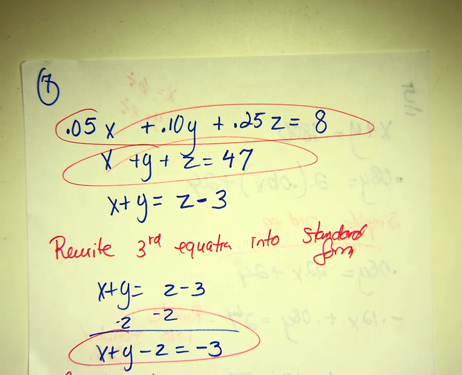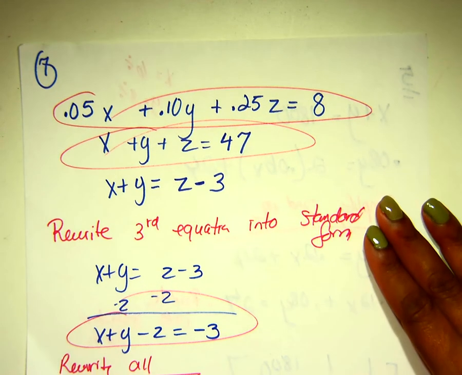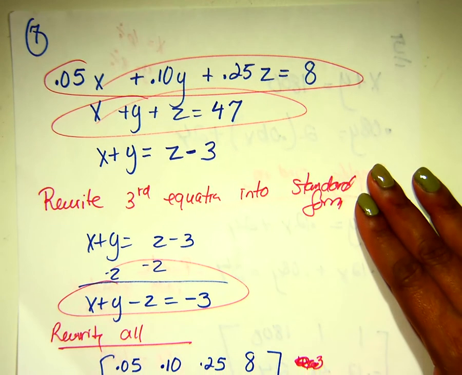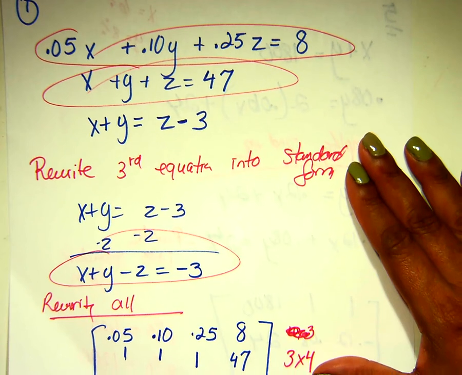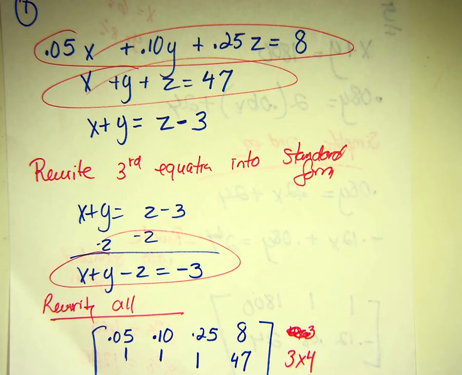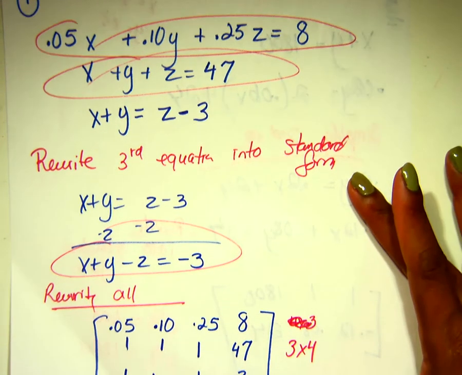So notice how the first 2 equations are already in standard form, meaning that you have your x, your y, and your z's, and your constants. They're already there. But this one right here, we're going to have to rewrite. The reason why we have to rewrite it is that we want the x, y, and z's to be on the same side of the equal sign. So that's what I did right here. I subtracted z from both sides of the equal sign. So now I have x, y, and minus z equals -3.